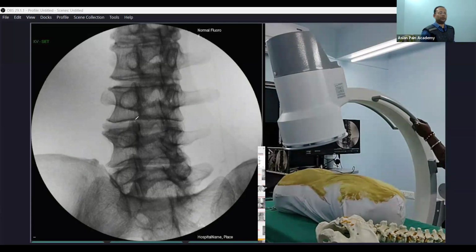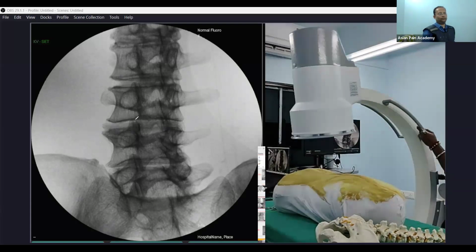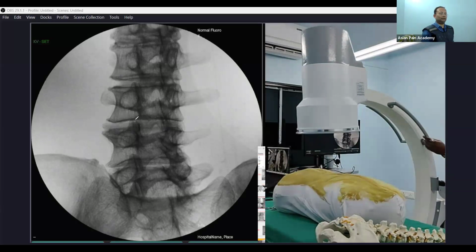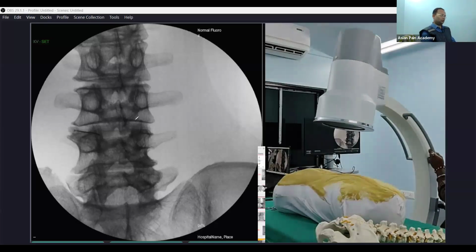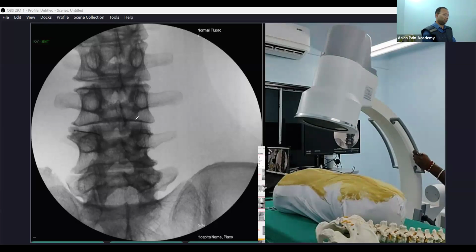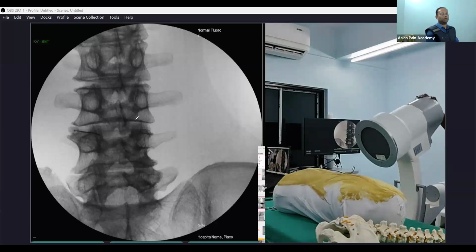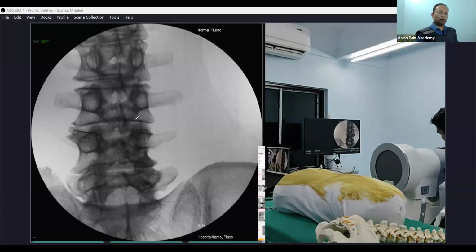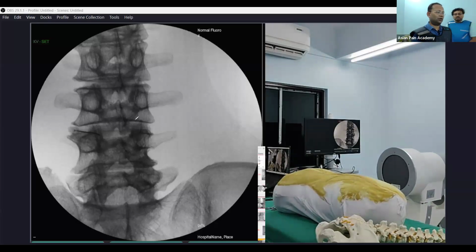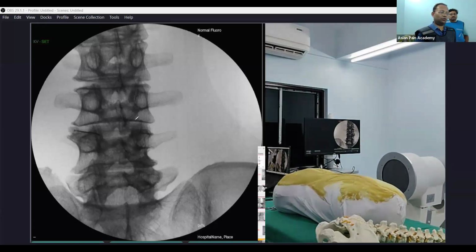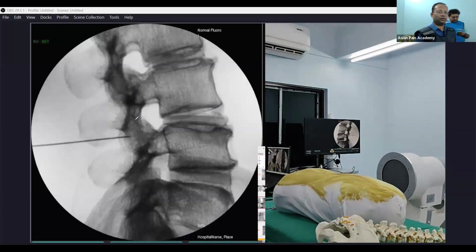So just make it AP. So AP will look like this, and we will see in the lateral view at which depth we are there. So in lateral view, I will be in the posterior elements part, because I will not go that much anterior that it will touch the spinal canal. So I will be on the posterior side of the spinal canal.